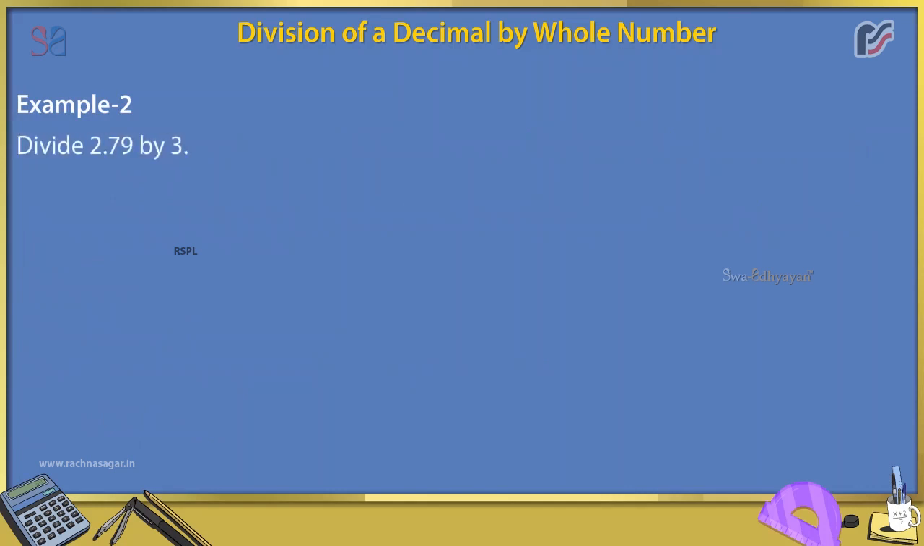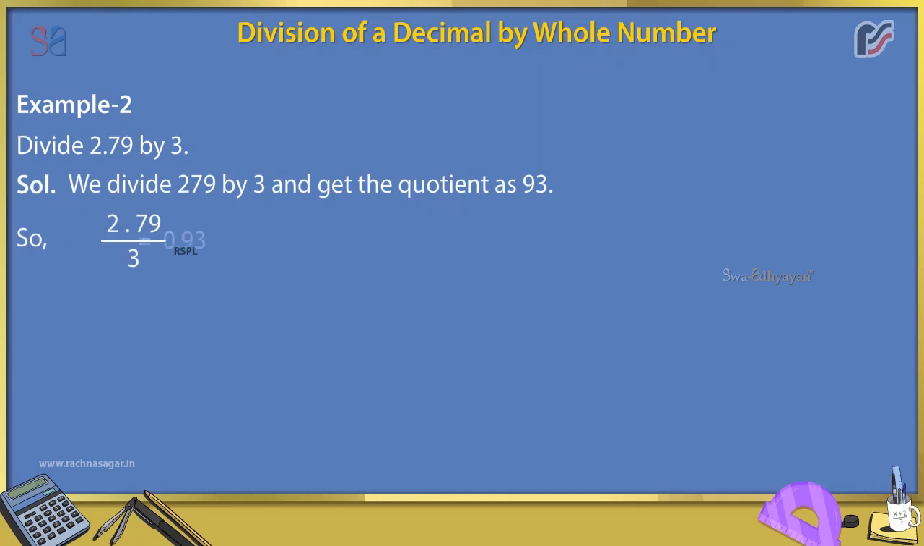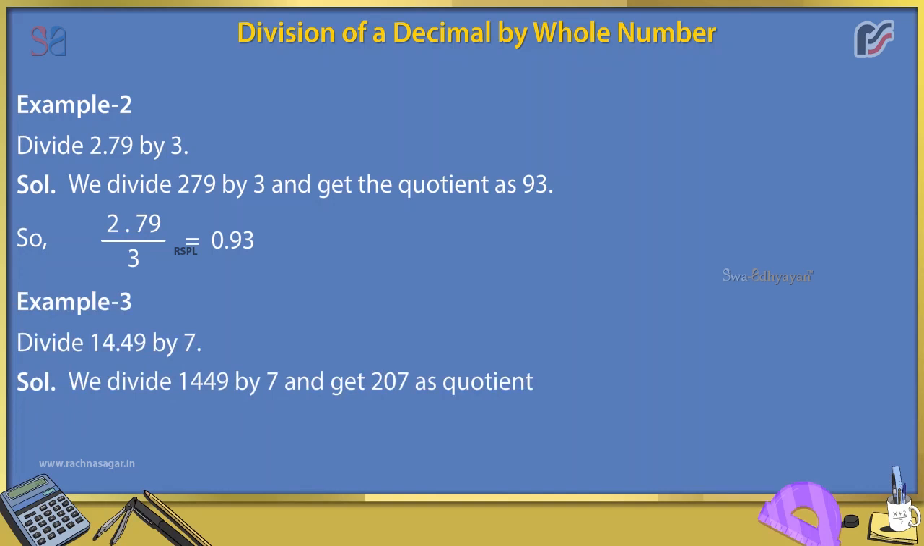Example 2. Divide 2.79 by 3. Solution: we divide 279 by 3 and get the quotient as 93. So, 2.79 by 3 is equal to 0.93. Example 3. Divide 14.49 by 7. Solution: we divide 1449 by 7 and get 207 as quotient. Thus, 14.49 by 7 is equal to 2.07.